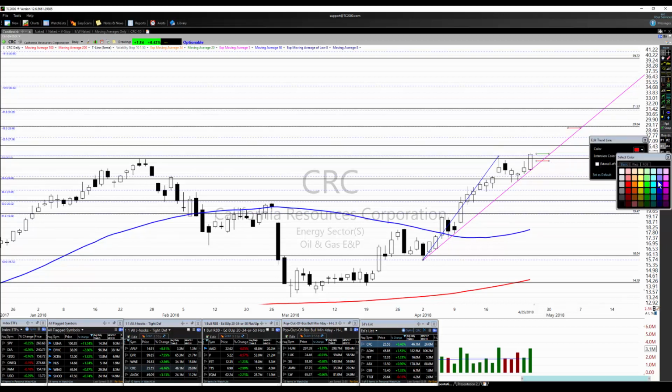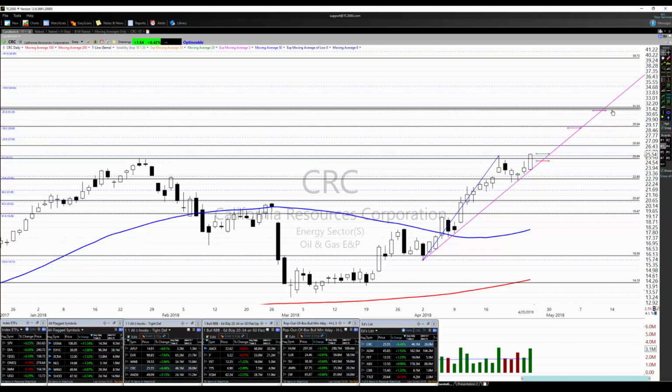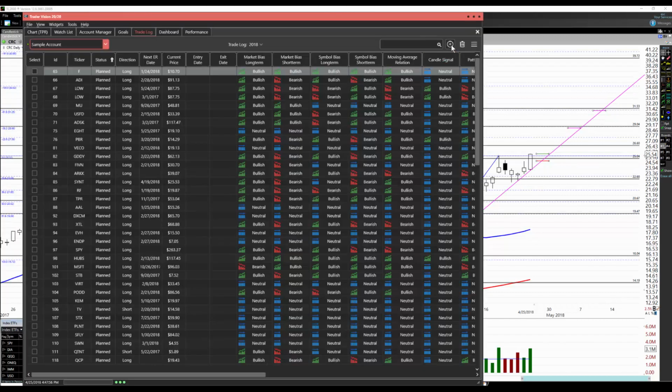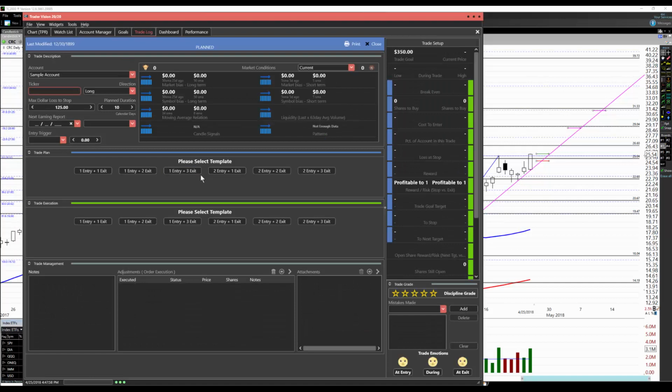Let's make that pink, and I'll probably do a second target on this as well, which would be up in this area where the 61.8 and this other support and resistance level match up pretty close to each other, around the 31.25, 31.50 area. So let's plan that out. We create a new trade. We put in the ticker.